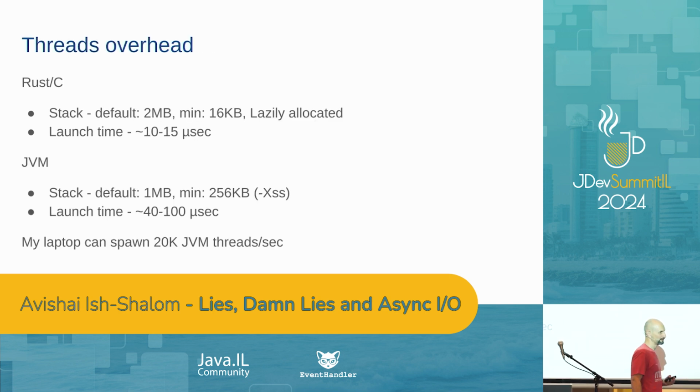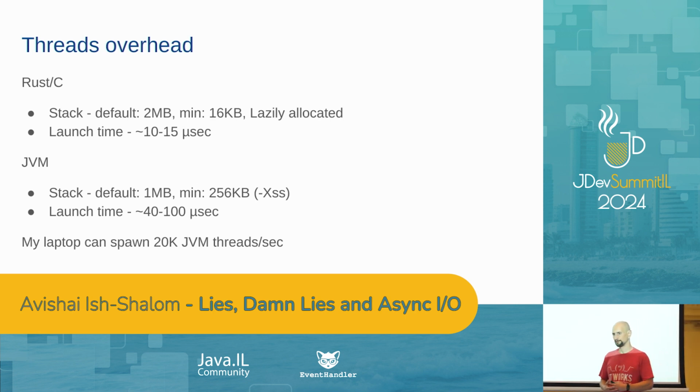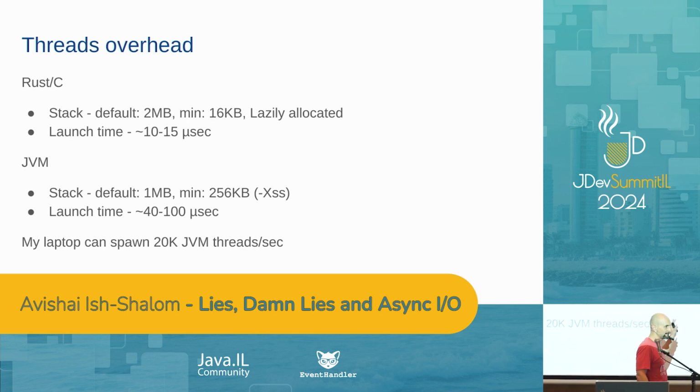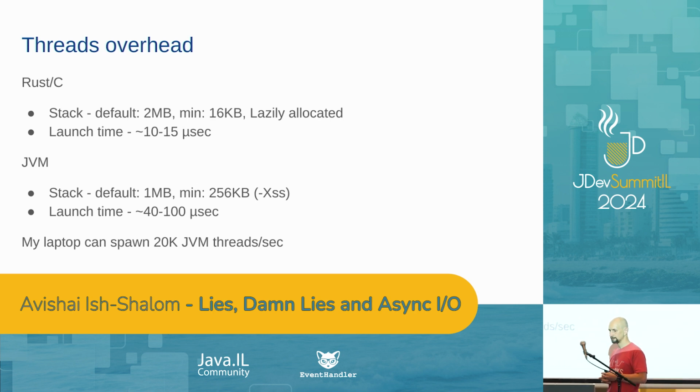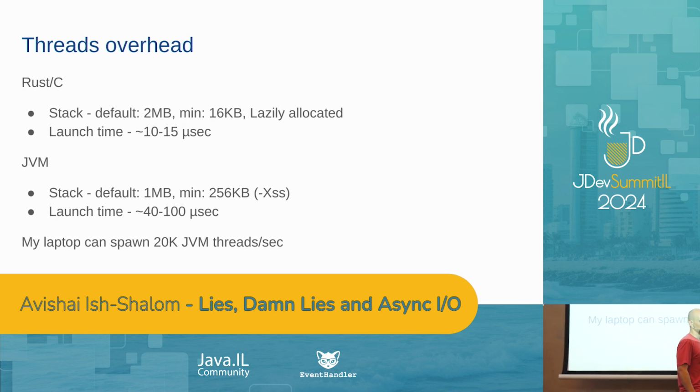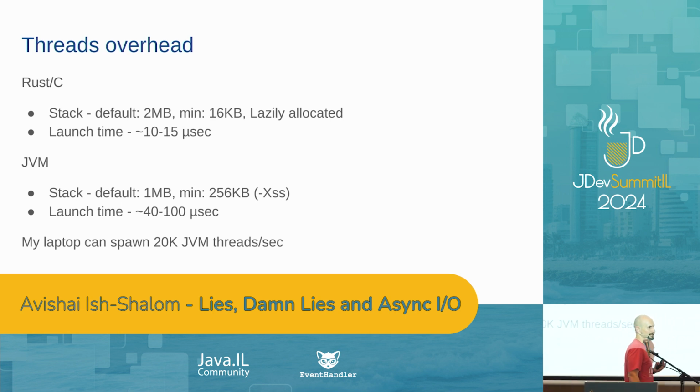Now, what is the overhead of threads? Again, one of the major myths about threads. So many people don't know. I went and actually measured. So on my laptop, native threads, kernel threads on Rust, C, native languages like this, default to 2 megabytes. The minimum is 16 kilobytes. Just to give you a reference, goroutines are around 40 kilobytes, so it's actually less. Okay? And the time to launch a new thread is about 10 to 15 microseconds. That's not a lot.